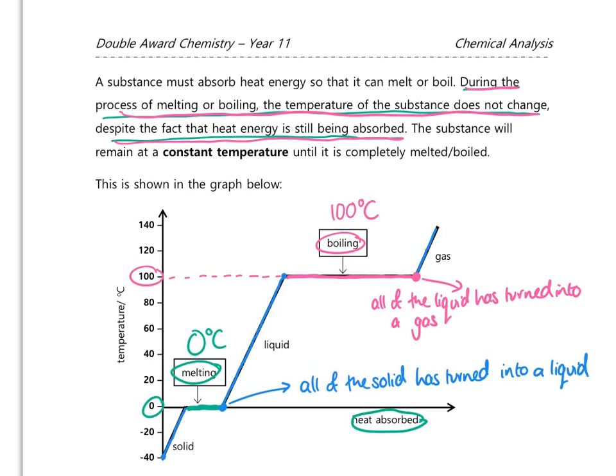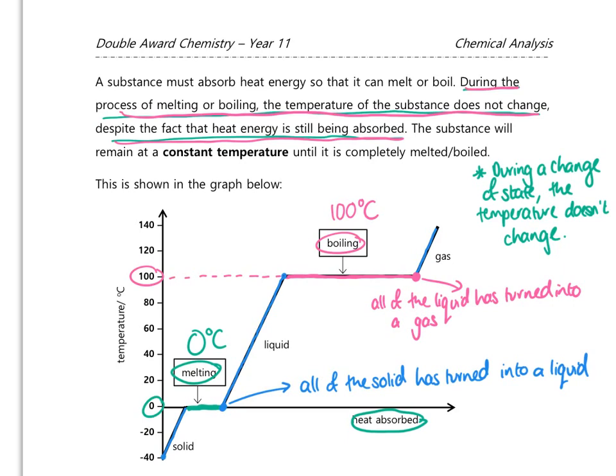The key thing you want to see from this graph is that during change of state, the temperature of the substance does not change. So even though the substance is absorbing more heat to get all of the molecules to change from either a solid to a liquid or a liquid to a gas, the temperature is not rising until all of the molecules have turned from either a solid into a liquid or a liquid into a gas.